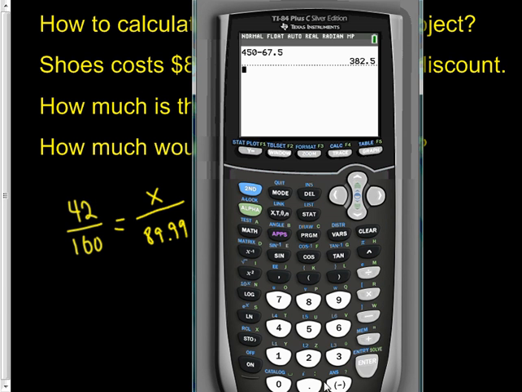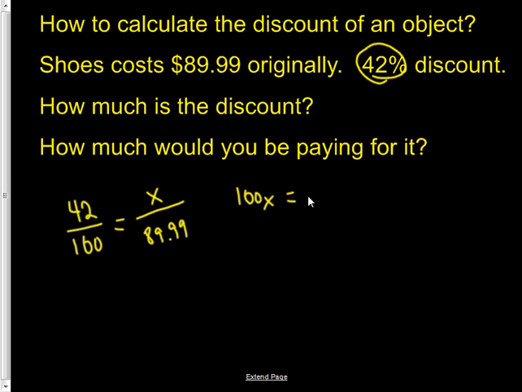So here we go. 42 times 89.99 tells us 3,779.58. So let's write that down. 3,779.58. Divide both sides by 100.